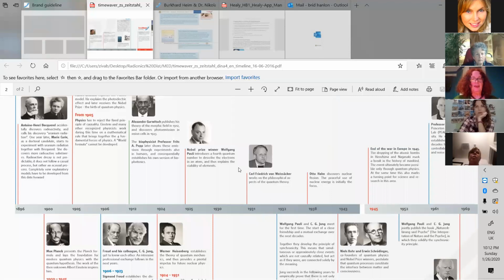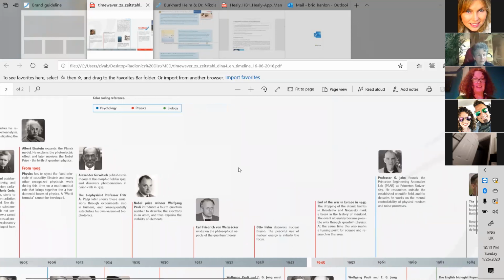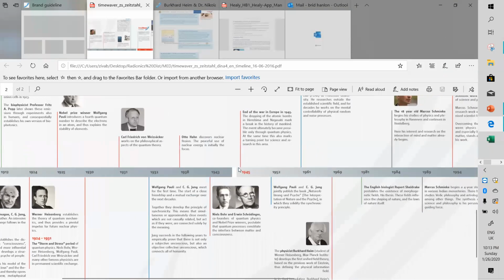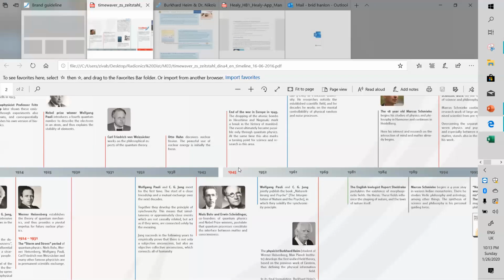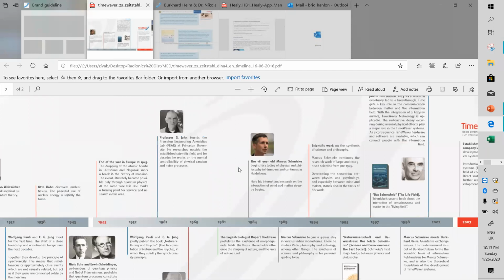the development of understanding in quantum physics and psychology and biology in the past century. Starting with Freud and Einstein in the early 1900s, Wolfgang Pauli, who worked closely with Freud, studying the relationship between consciousness and matter, especially the phenomenon of synchronicity. Markus was 18 in 1984 when he began his studies of quantum physics.